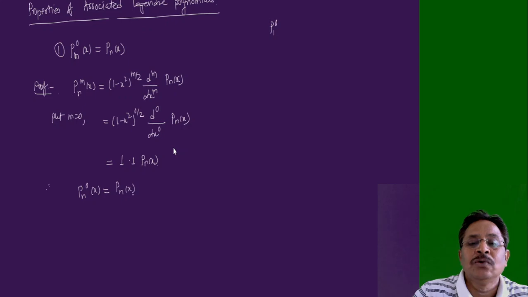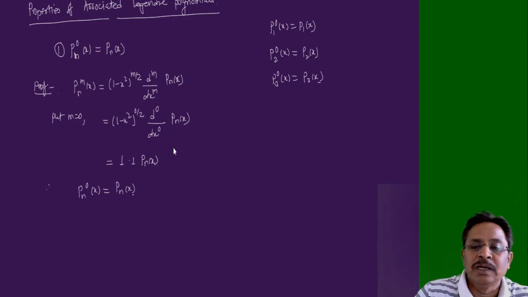P_1^0(x) is equal to P_1(x). Same thing if I go for P_2^0(x), it is also P_2(x). Same is the case, P_3^0(x) is also equal to P_3(x). So these are the normal Legendre polynomials.